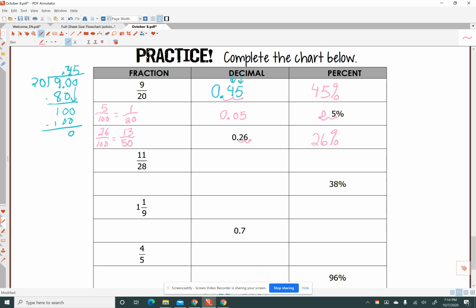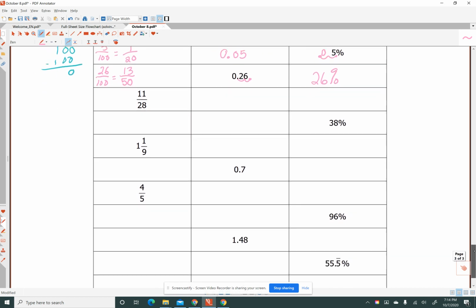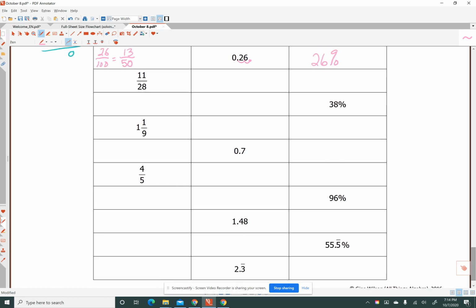So spend a few minutes and try the rest of the page, and then come back and check your answers, and let's see how you do. So pause the video right now and try to do these on your own. If you need a calculator to help you, you can use an online calculator. Okay, students, let's see how you did.